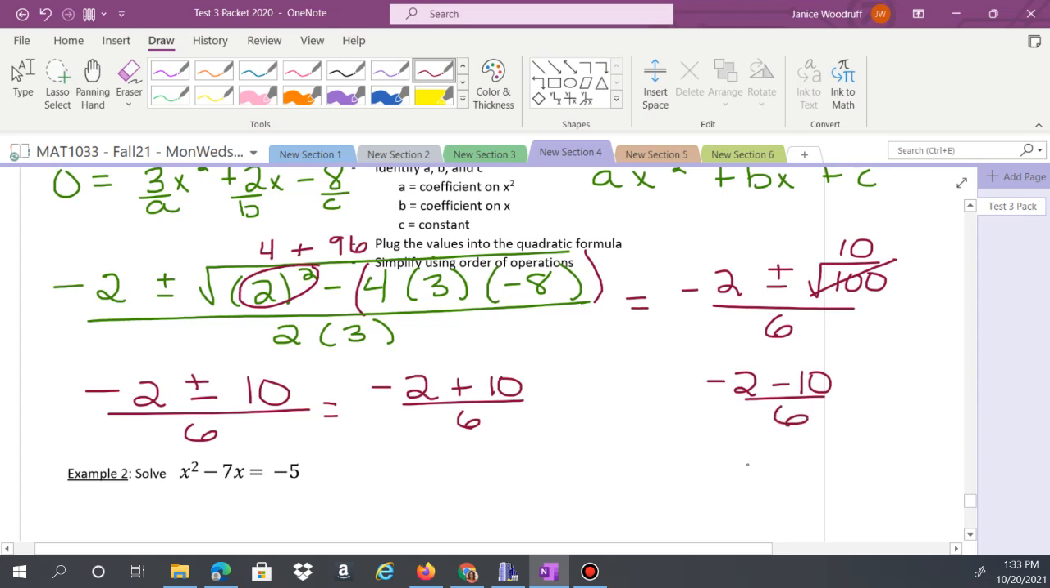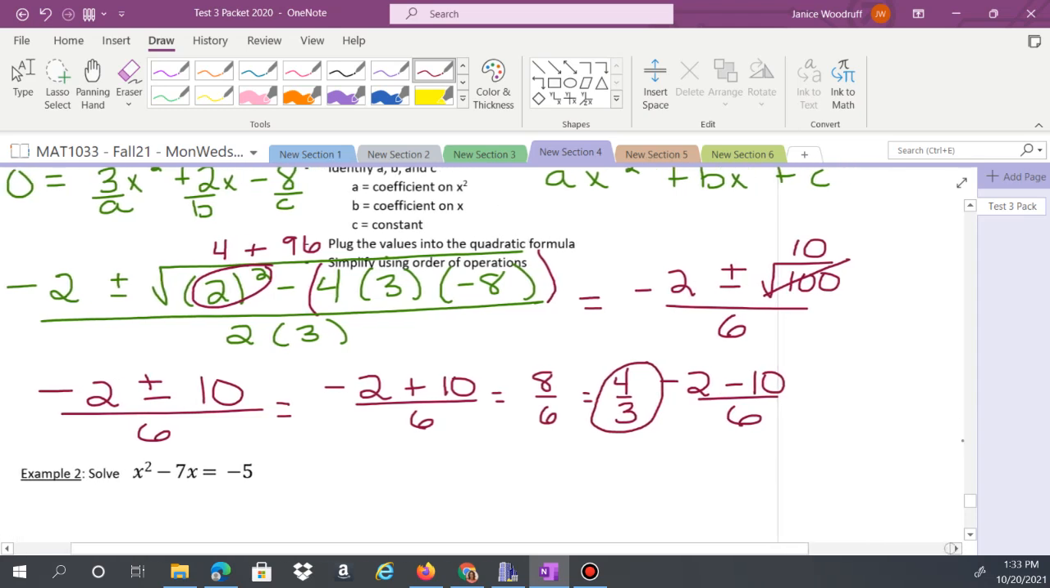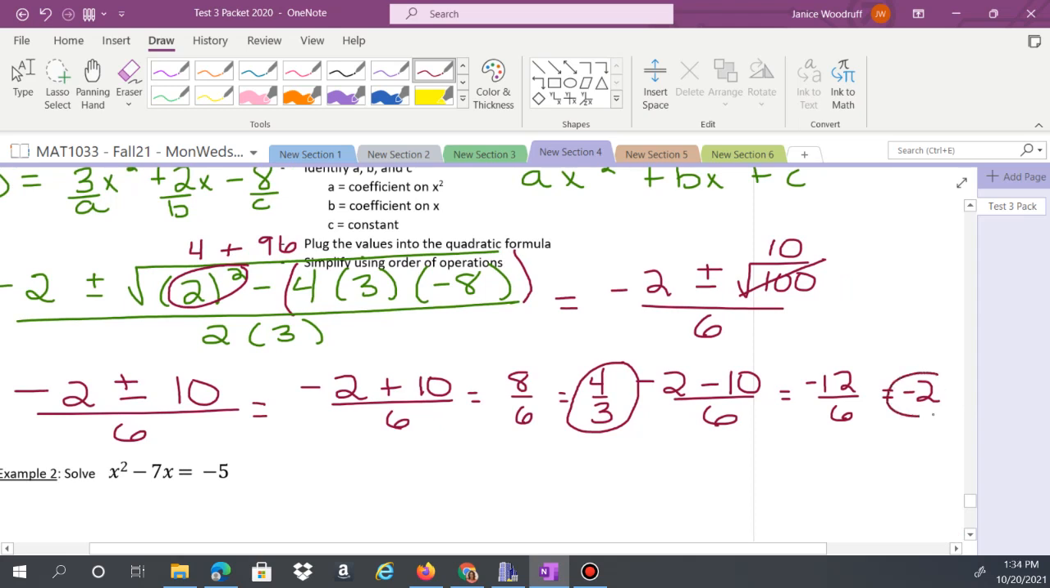We're breaking it into 2 solutions just like we did the last one. So negative 2 plus 10 is 8. 8 over 6 is going to give us 4/3. Negative 2 minus 10 is negative 12. And negative 12 over 6 is going to give us negative 2. So quadratics, most of the time, are going to give us 2 solutions.